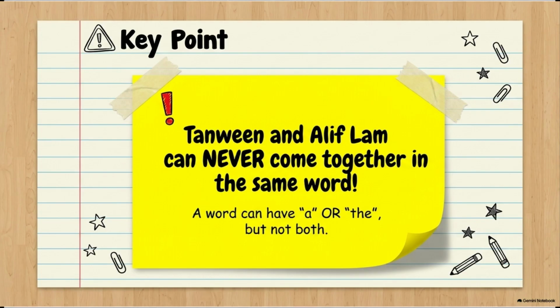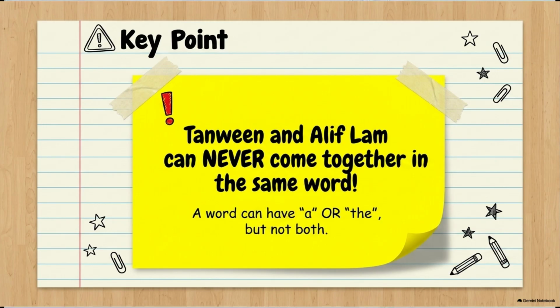So the absolutely crucial point is right here on this bright yellow warning sign. Tanween and alif lam can never come together in the same word. A very common mistake beginner students make is trying to say al-kitabun. But think about the logic in English for a second. You would never say the a book, right? That doesn't make sense. You can have a book or the book, but never both. In Arabic grammar, a word can host the alif lam at the front or the tanween at the end, but they absolutely refuse to share the same word. I'll repeat that because it's so important. They never share the same word.